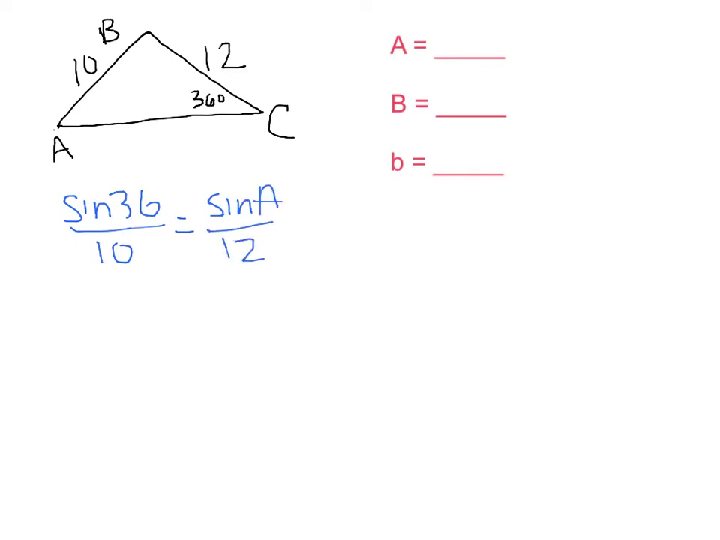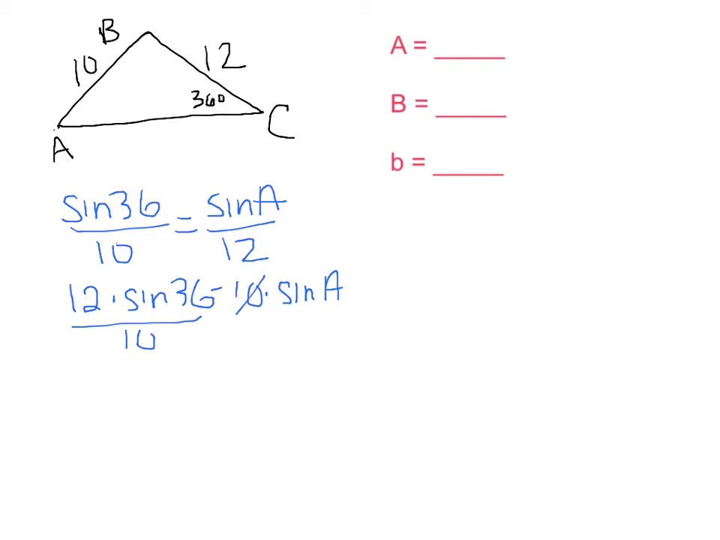Okay, so the only angle we can find right now is A. It's the first thing we have to find because we know nothing about the B's. Okay, so we're going to now go ahead and solve this before we use our calculator. So we'll cross multiply. 12 times sine 36 equals 10 times sine A. Divide by 10 on both sides.